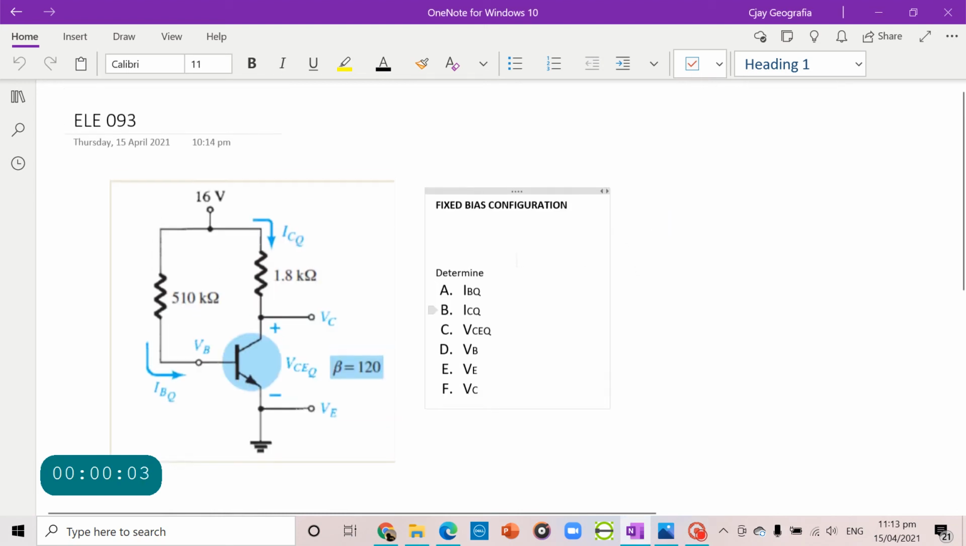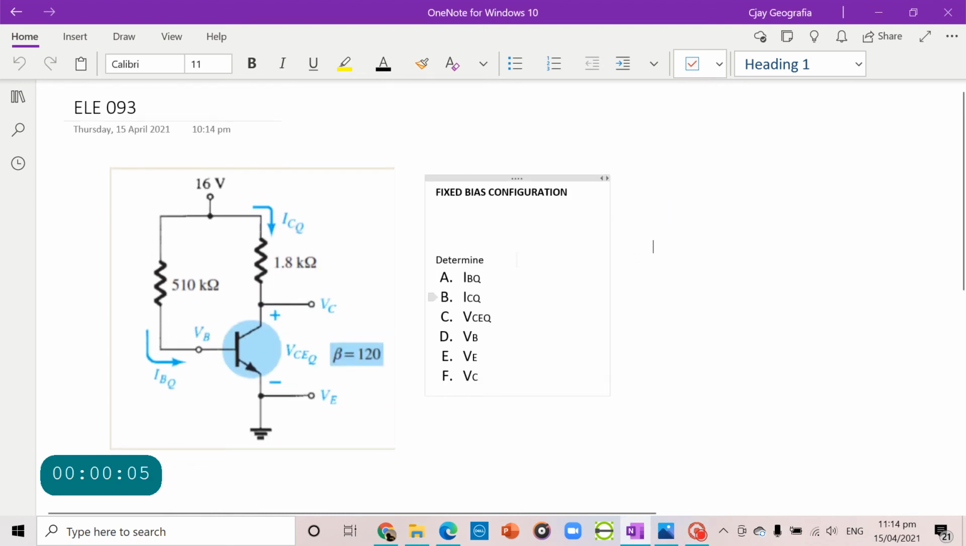Okay, so we choose problem number 1. It is the fixed bias configuration. The circuit shown is called a fixed bias circuit because the transistor's base current IB remains constant for a given value of VCC, which is 16V, and therefore the transistor's operating point must also remain fixed.